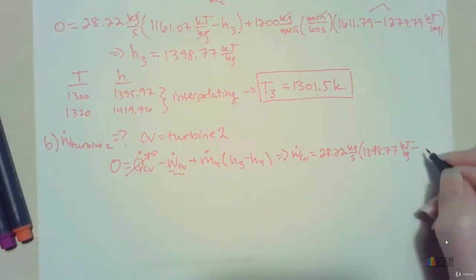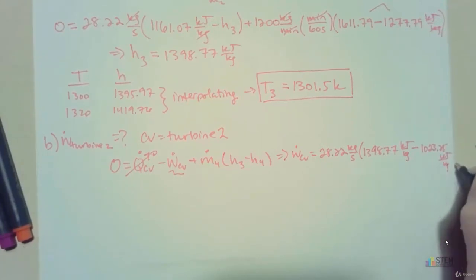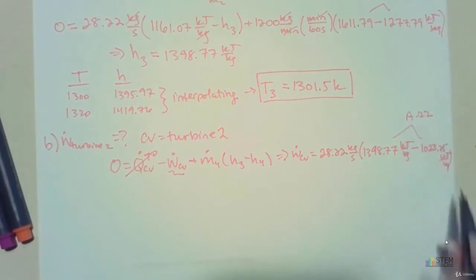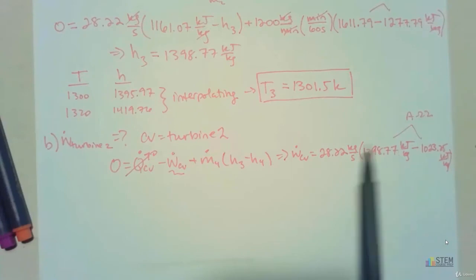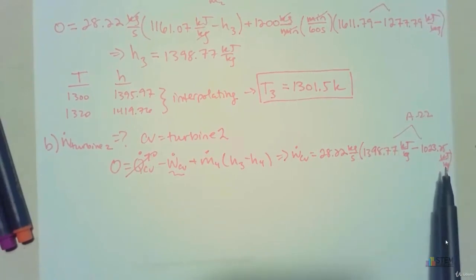So use the temperature of 980, look up that value in A22. You'll get 1023.25. That's kilojoules per kilogram. All right, so again, you can find those in A22. Oh, except for this one. This one we interpolated. But so now we have this.